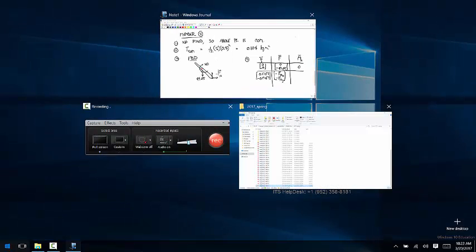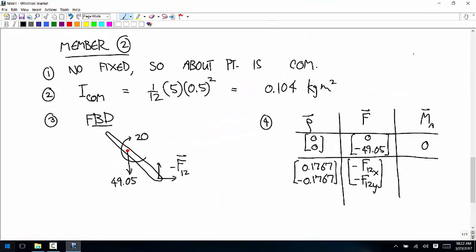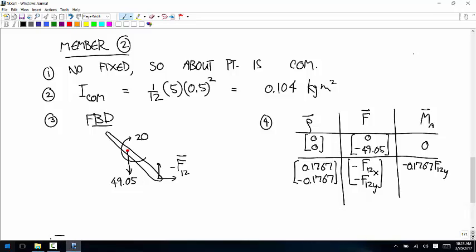And so the moment is negative 0.1767 F12y minus 0.1767 F12x. And then we just have the couple left, and that's negative 20.